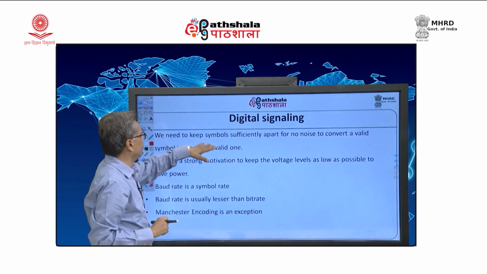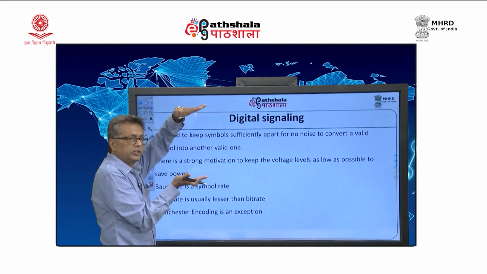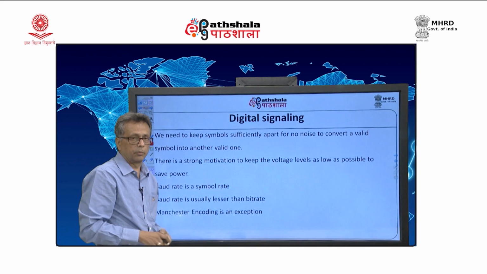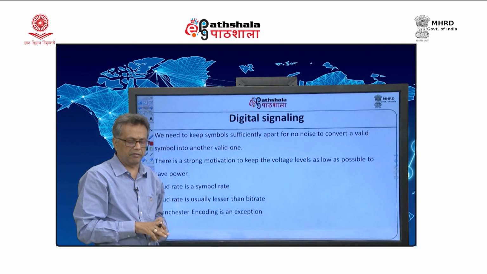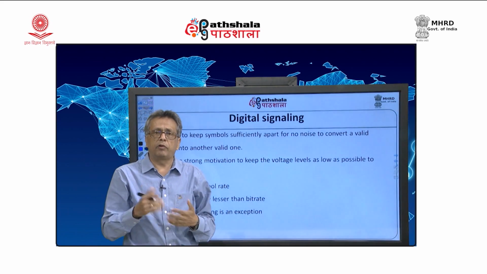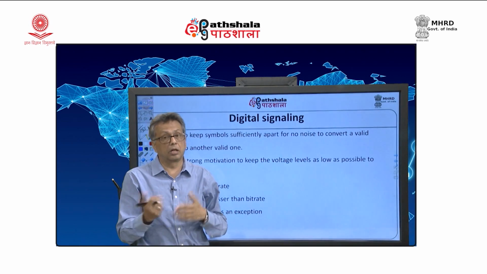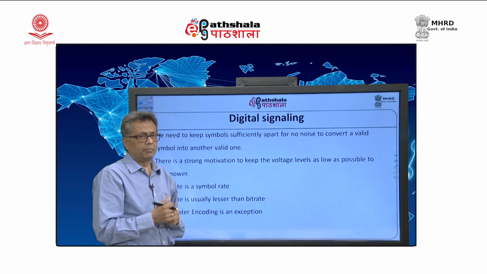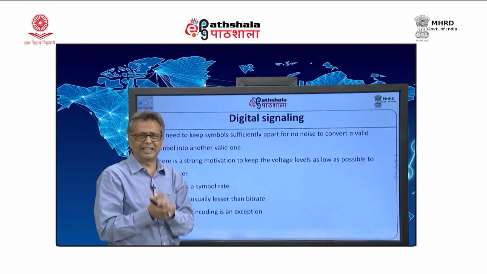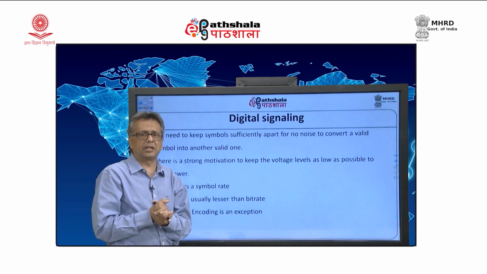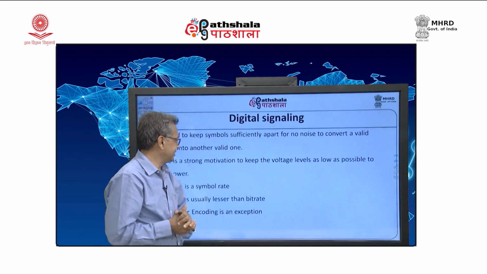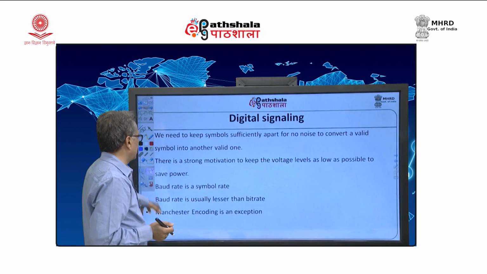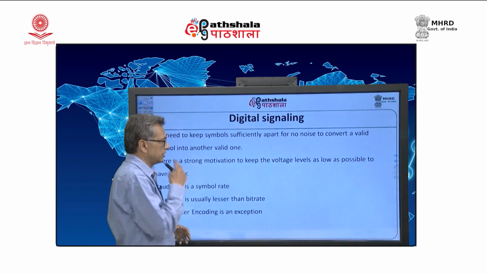So, we will need to keep symbols sufficiently apart, so that they do not convert. Suppose I have 5 and 10 and I have a noise of 5 volt. 5 volt will be converted into 10. So, it will convert one valid value into the other. Okay. But then we will have to keep this voltage level as low as possible to make sure that the device uses less battery. Okay. Anyway, here are two terms.